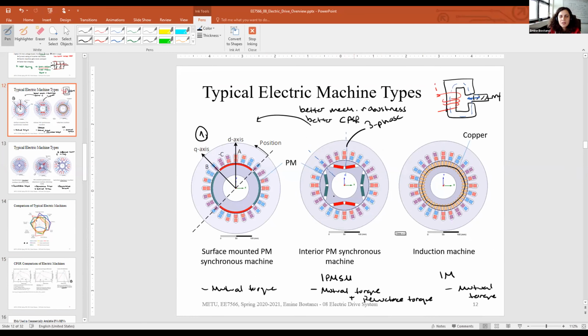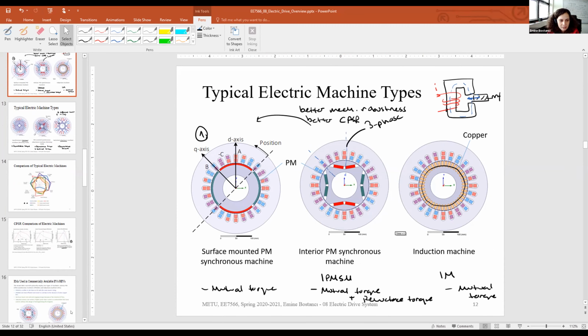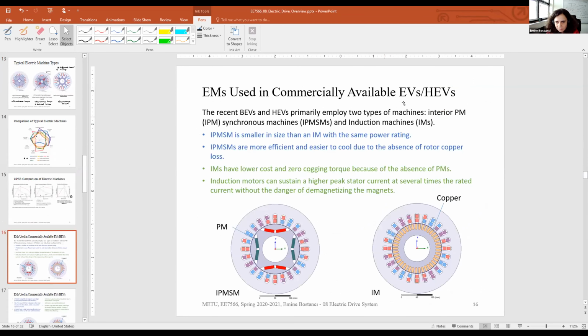CPSR. So therefore, we use interior permanent magnet machines in the commercially available EVs. And the IPMSMs are the choice in 90% of the electric vehicles so far because of their high power and torque density and because of their high efficiency. Because of their high torque and power density and efficiency, we can really pack them in a compact way and place them in the electric vehicles.